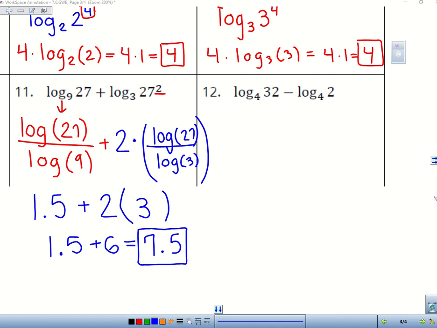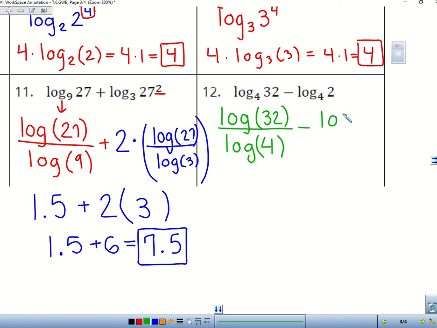Anybody want to help me set up number 12? Sure, I will. Okay, go ahead. Okay, so you're going to do log of 32 over 4. Good. Log of 4. Then you're going to take the log of 2 over 4. Good. And then you're going to do log of 32. Good. And then you're going to divide by log of 4. Good. You're going to get the answer.